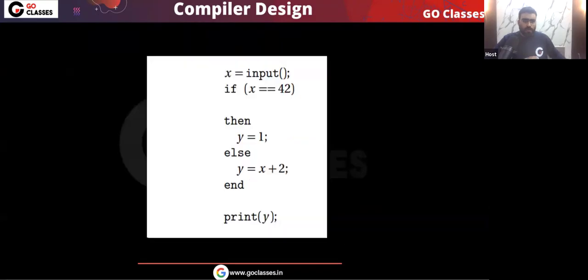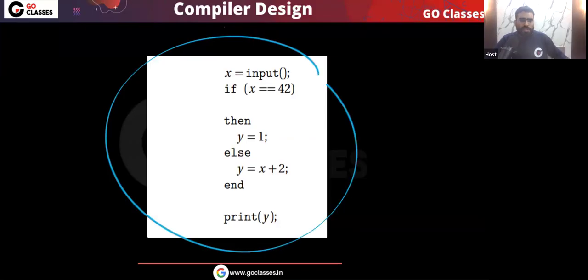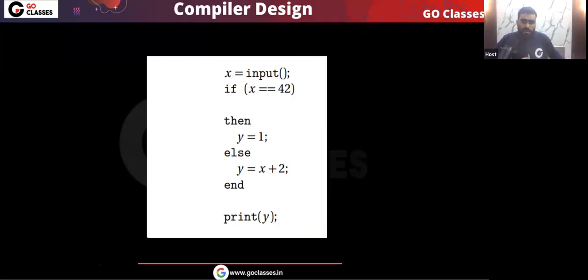Now let's move on. What about this instruction? What about this code? This program is given to you. You tell me, is this code in the SSA form? Look at this code and tell me, is this in SSA form? I have given you this program. Consider this program.